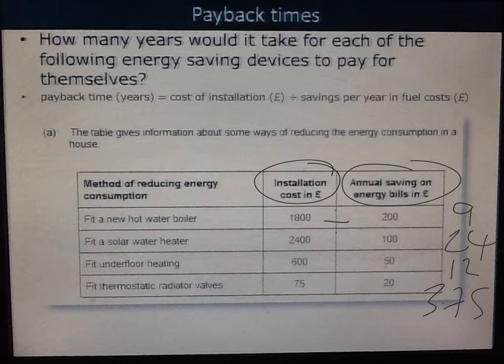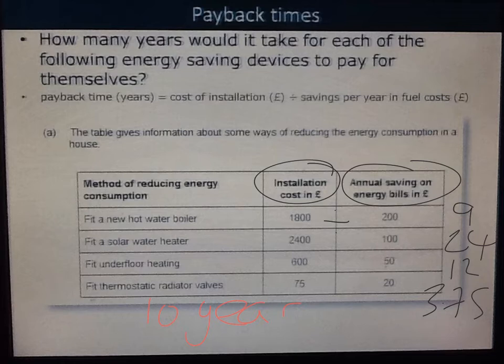But imagine now if I was to ask which one of those would be best to buy over a 10-year period. So which one will pay itself back after 10 years? Then what we need to do in that case is work out the savings per year over 10 years, so savings times 10 minus the initial cost.